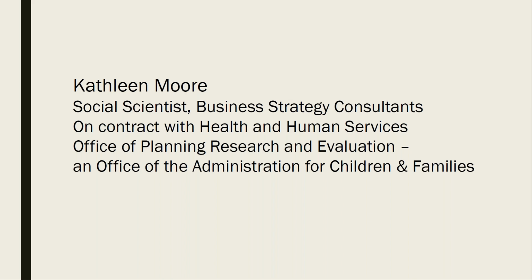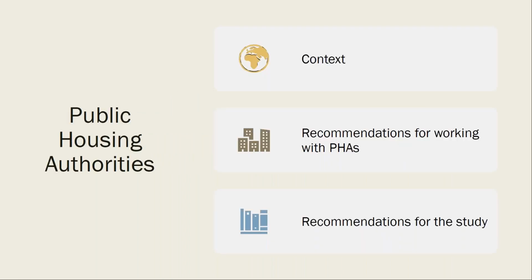Next slide. With that out of the way, I'm going to be talking about public housing authorities. I think they're really important stakeholders in the housing assistance system, and I think we know relatively little about them as organizations. So in support of that, we're going to talk a little bit about the context, and we're going to talk about the rationing and preferences as part of that.